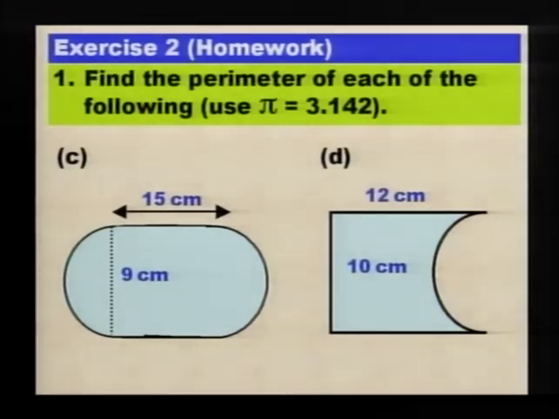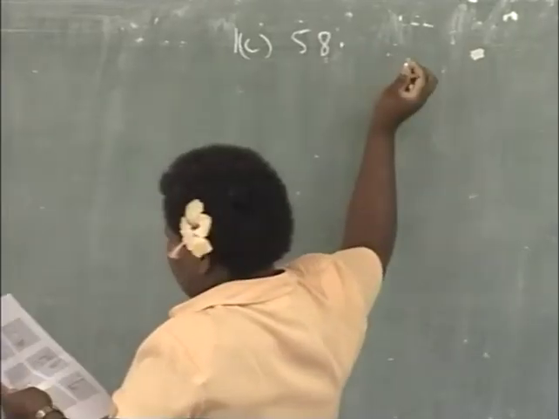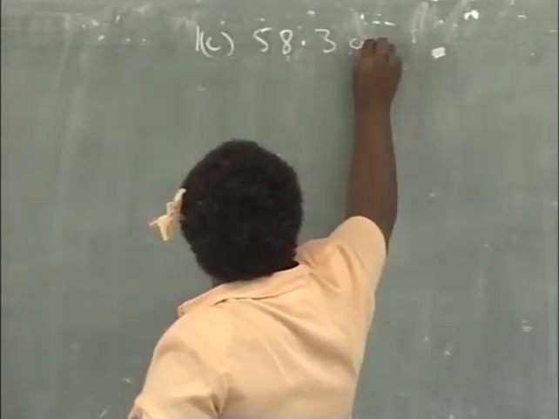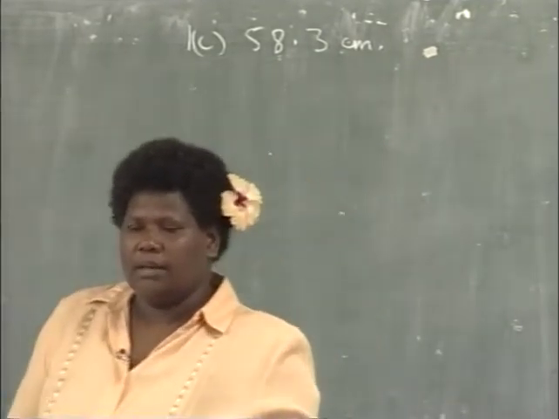Question 1C. We'll start from the middle. Garonamo, your answer, please. 58.3 to 1 decimal place. Okay, 1C, 58.3 to 1 decimal place. Is there anyone else with another answer?